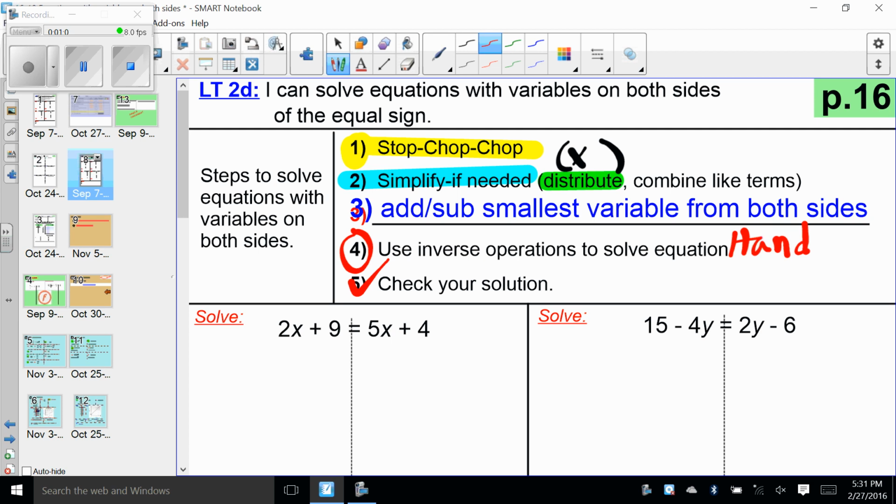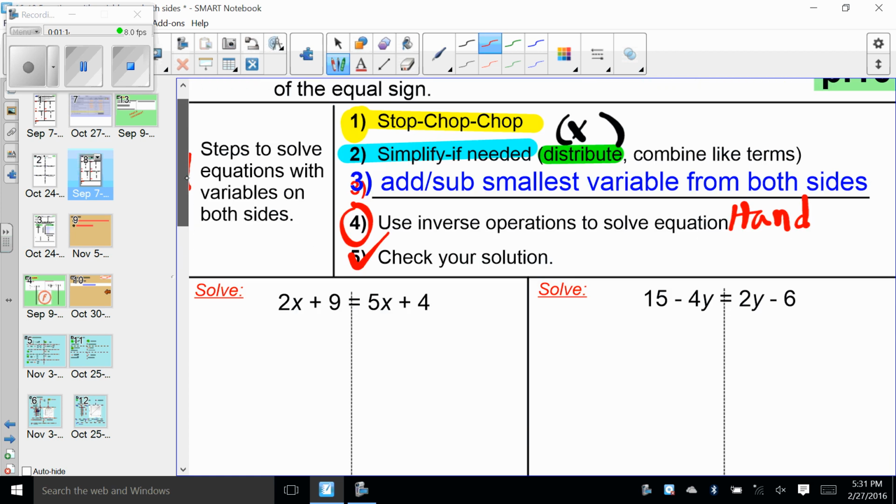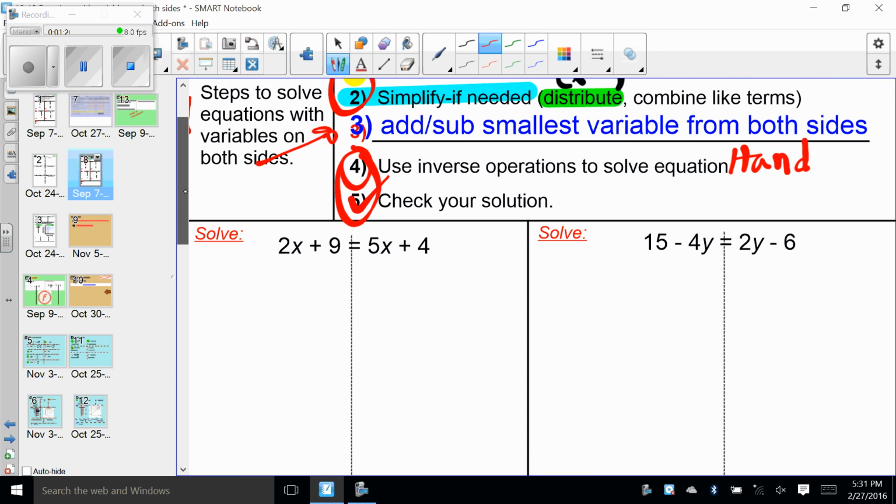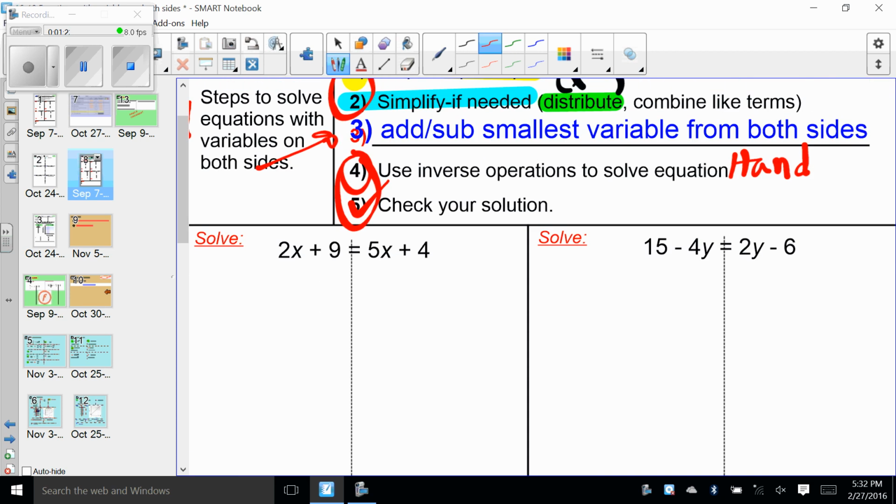So go ahead and get that step 3 written in. That's the new piece for today. You will either add or subtract, and I'll teach you how you know if you're adding or subtracting. The smallest variable from both sides, copy paste will happen. Hand method kicks in, you check. So steps 1 and 2 are the same, steps 4 and 5 are the same, but we have to do step 3 now in the middle of this because there will be a variable on both sides of the equation.